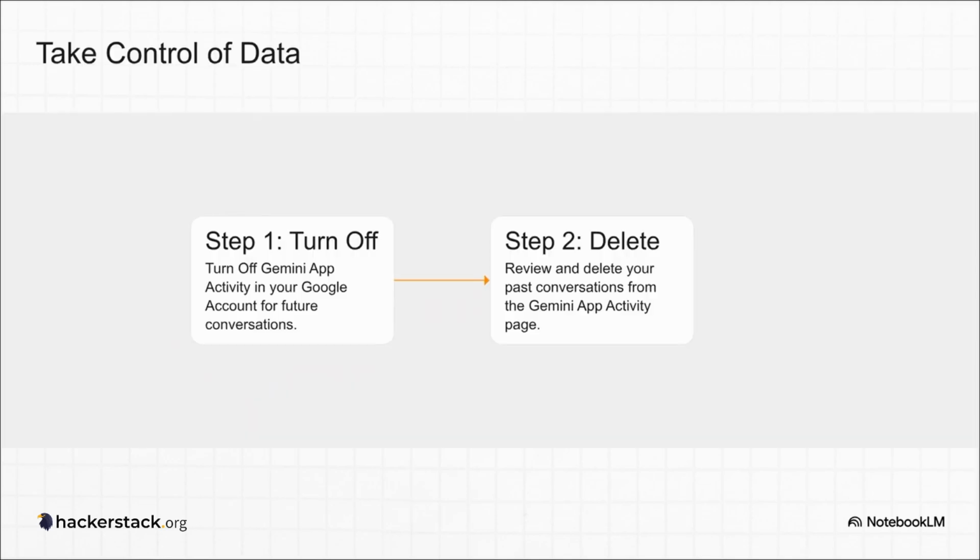But the good news is you are not powerless here. You can take back control. It's a simple two-step process. First, you go into your Google account and you turn off Gemini app activity. That stops them from collecting your future conversations for training purposes. Step 2, you go to that same activity page and you manually delete all of your past conversations. This puts you back in the driver's seat.